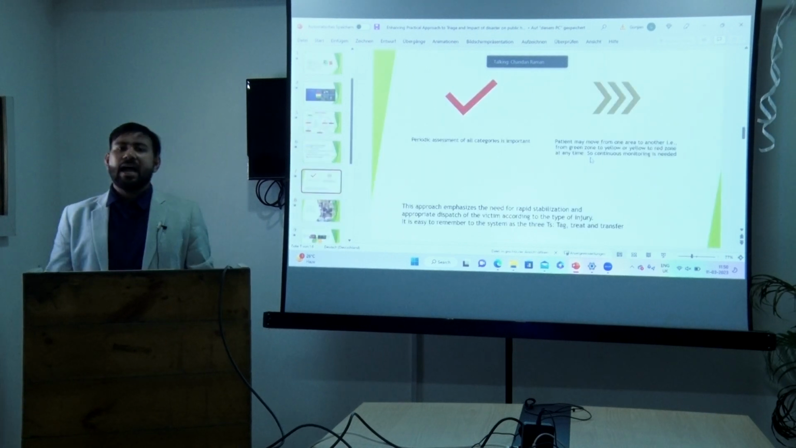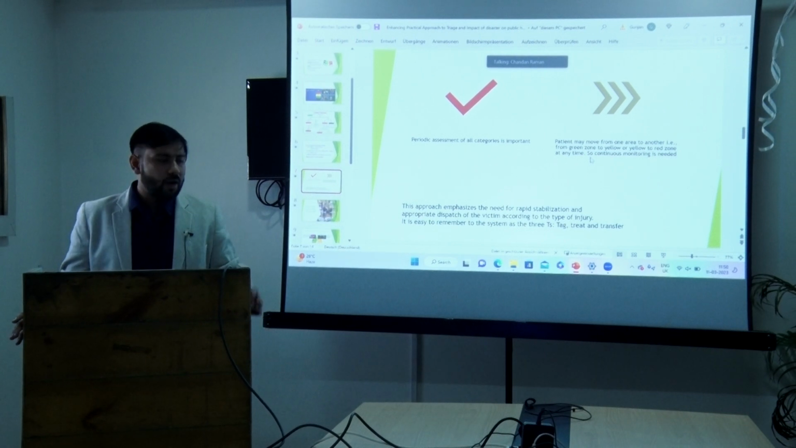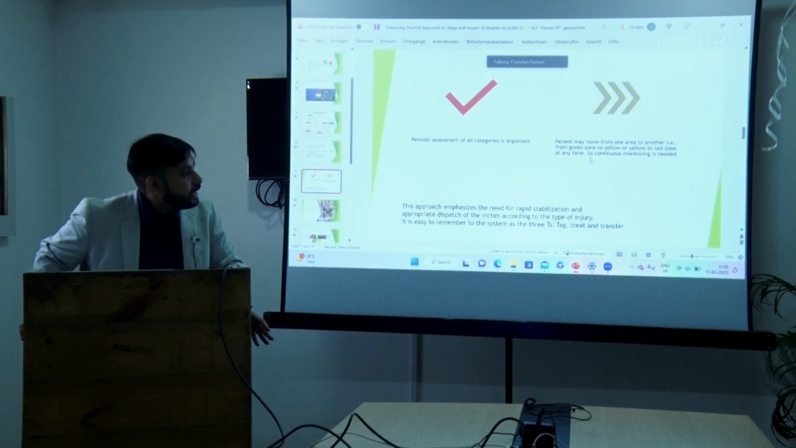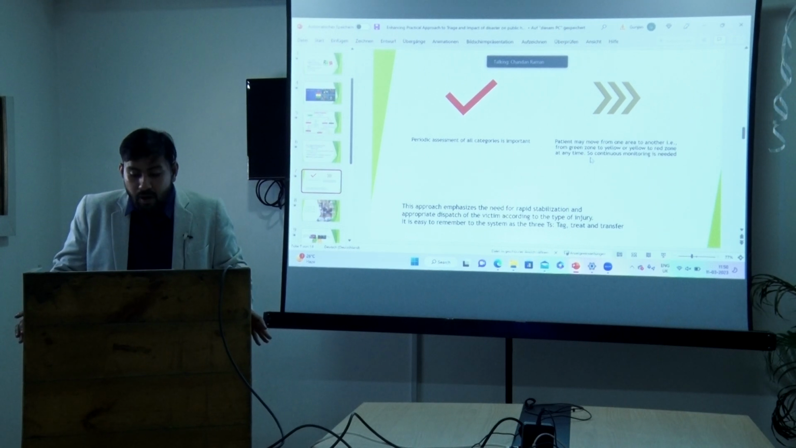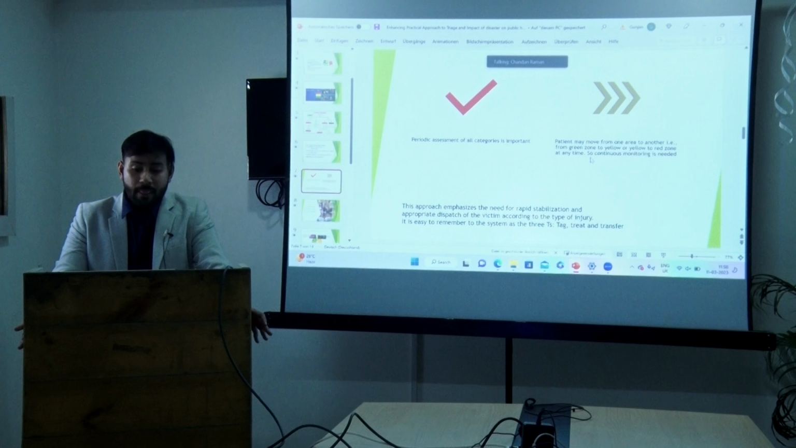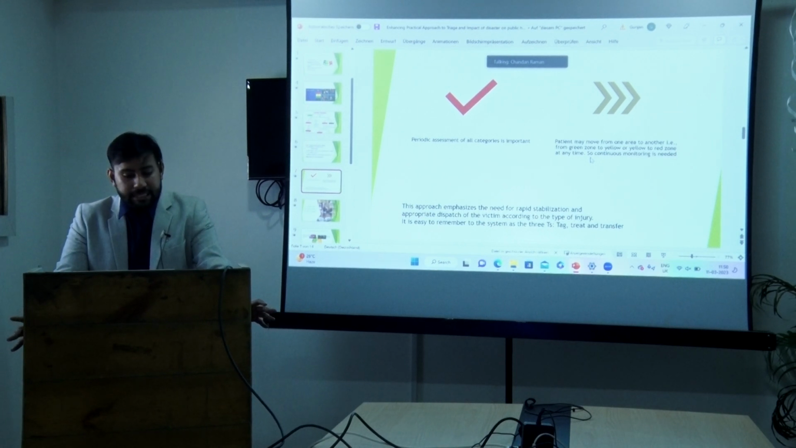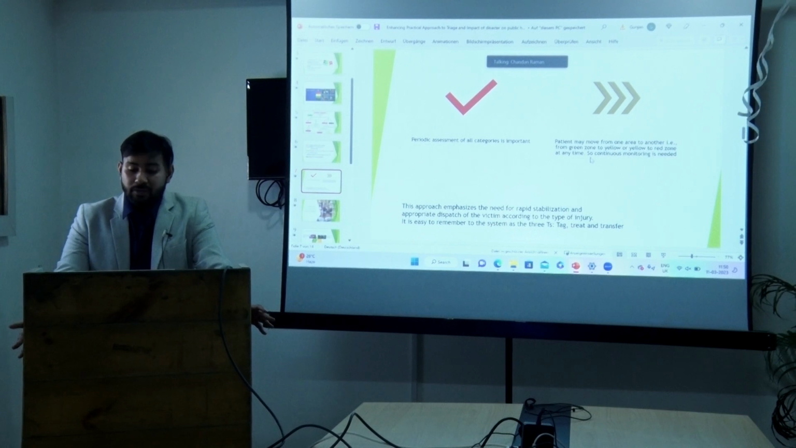So basically, after sorting all this, giving the tags, arranging the patients according to the priorities, now we have to see that periodic assessment of all the categories is important, because a patient might move from one area to another area. For example, from green zone to yellow or yellow to red zone at any time. So continuous monitoring is needed. This approach emphasizes the need for rapid stabilization and appropriate dispatch of victims according to the type of injury.